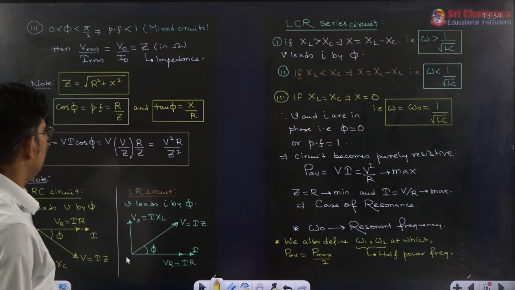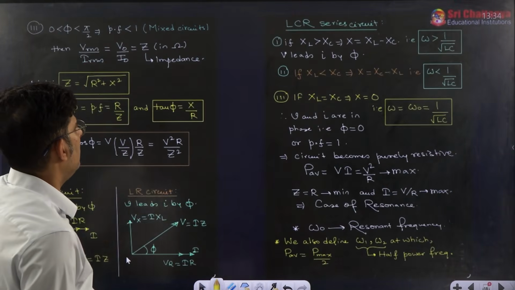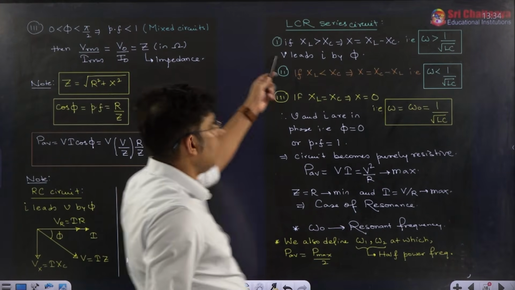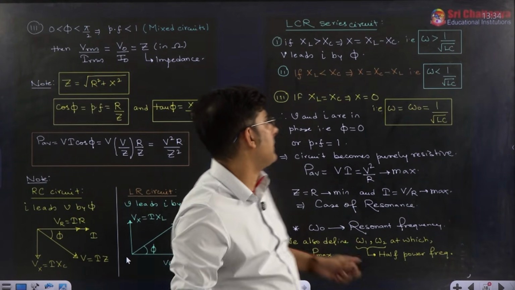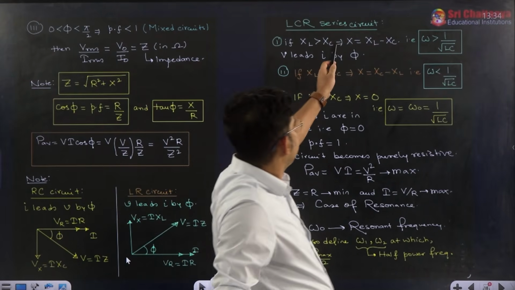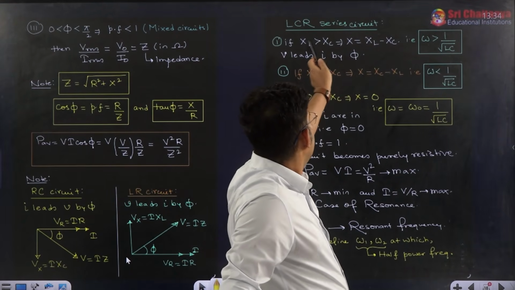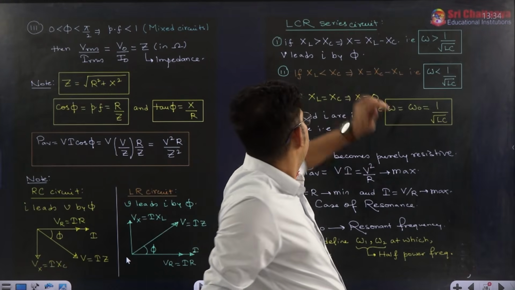When we have this part, I think I already told. Now next, the LCR circuit. Suppose all three elements are present. Then you will take X as XL minus XC, if XL is more than XC.